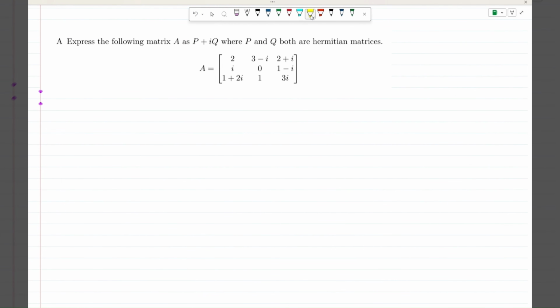So here we are given that express the following matrix A, which is a 3 by 3 complex matrix, as P+iQ, where P and Q both are Hermitian matrices.